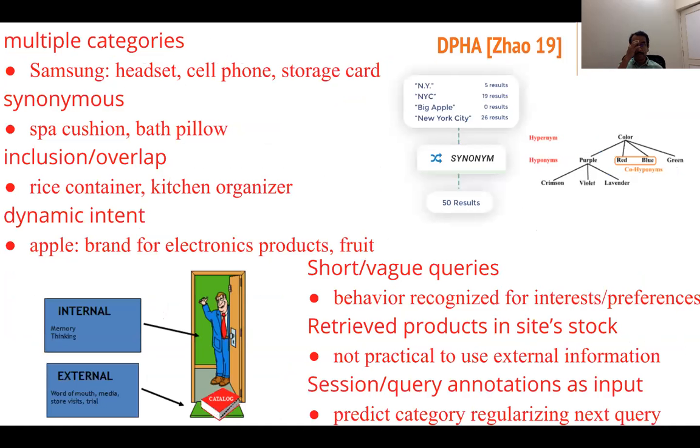So what are some of the challenges? Multiple categories: Samsung could be a headset, cell phone, or storage card. Synonyms: spa cushion and bath pillow. Inclusion and overlap: rice container, kitchen organizer. Dynamic intent: Apple, a brand for electronic products or a fruit.